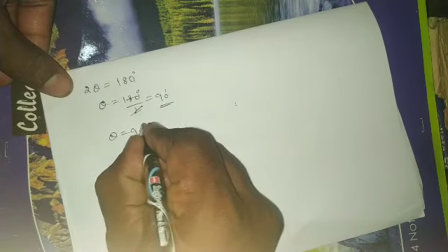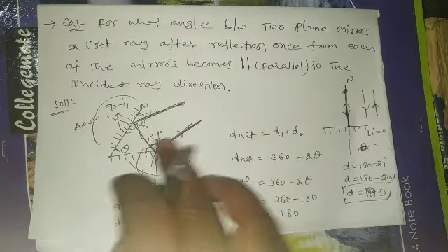So theta is equal to how much? 180 by 2, that is 90. Theta is equal to 90 degrees. So our diagram was wrong. The right diagram is like this.